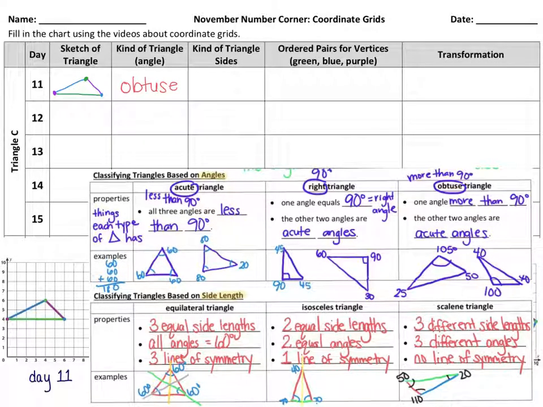Now, when looking at the sides of the triangles, we need to figure out, are all sides equal? No, we can see they're different lengths. Are two of the sides equal lengths? Nope, they're all different. So that means that it is a scalene triangle if all three sides are different.